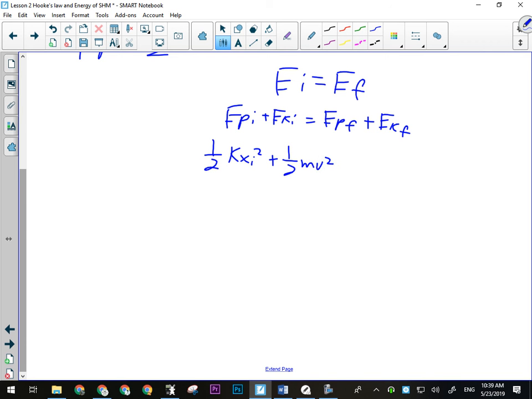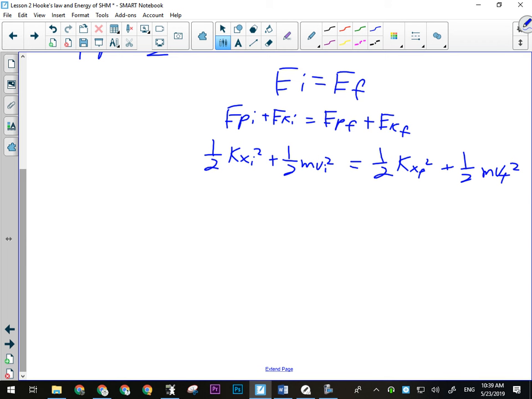Kinetic is never going to change. Kinetic is always dependent on mass and speed. It doesn't matter what kind of situation we're dealing with. Something has kinetic energy if it has mass and speed. So that would be initial, and then we would have 1/2 kx_f squared plus 1/2 mv_f squared, right?